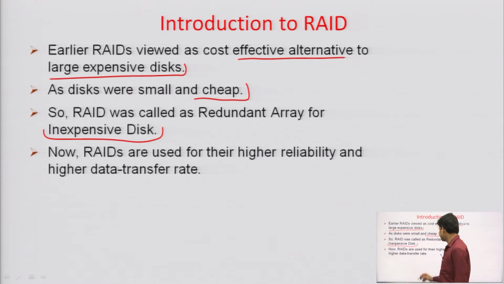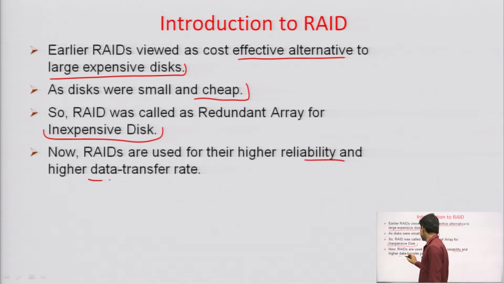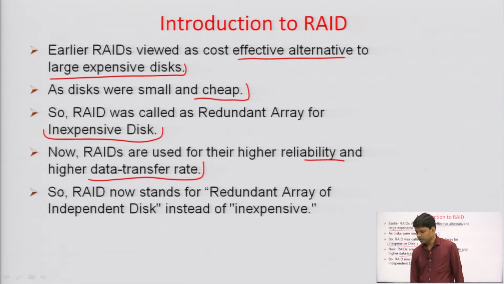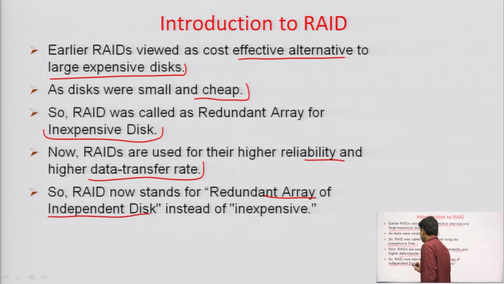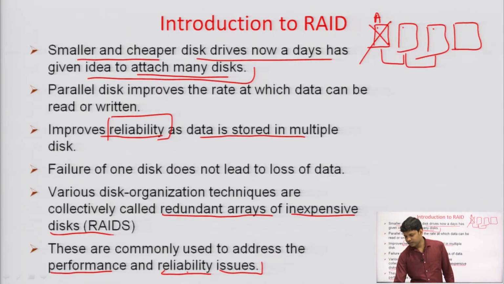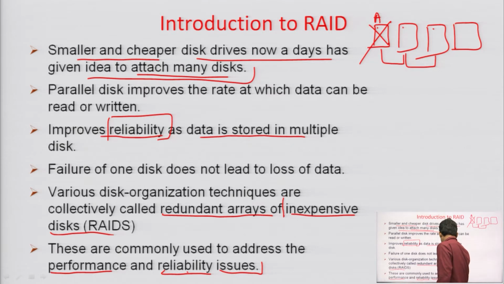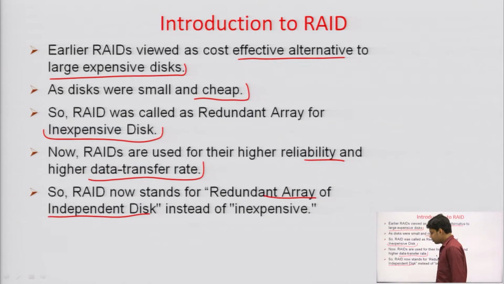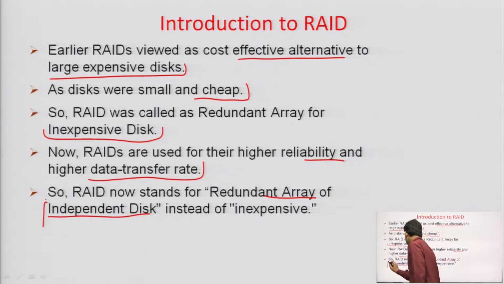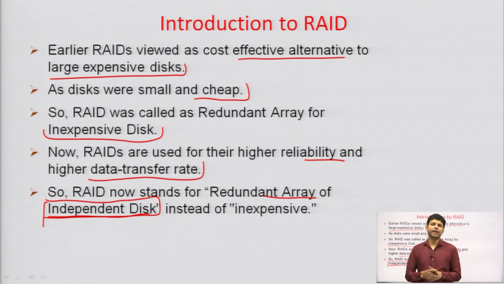Now RAIDs are used for their higher reliability and higher data transfer rate. So RAID now stands for redundant array of independent disks. When the hard disk cost was not so low, we were using RAID as a redundant array of inexpensive disks. But now we call RAID a redundant array of independent disks. The word inexpensive has gone, and in place of it we are using independent.